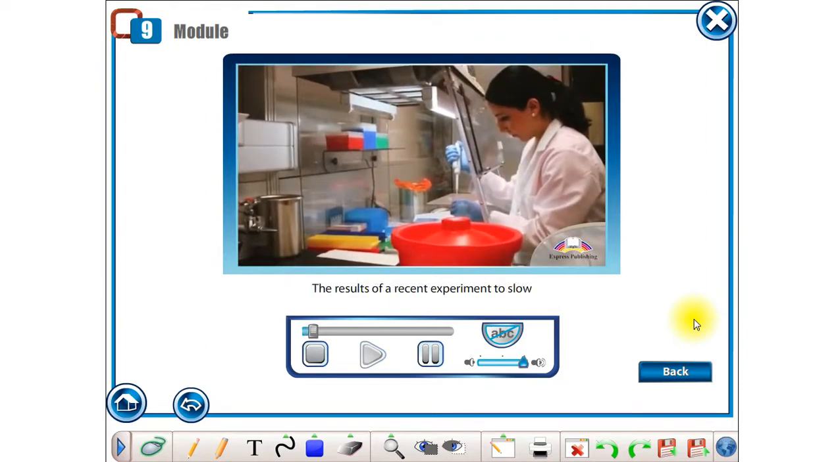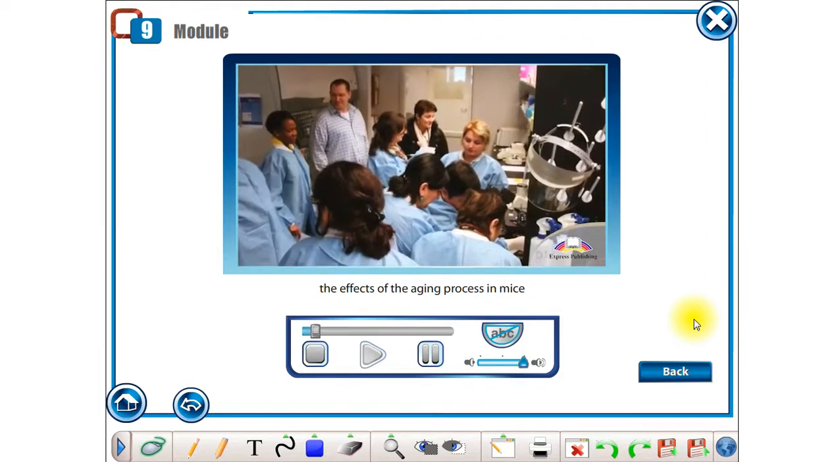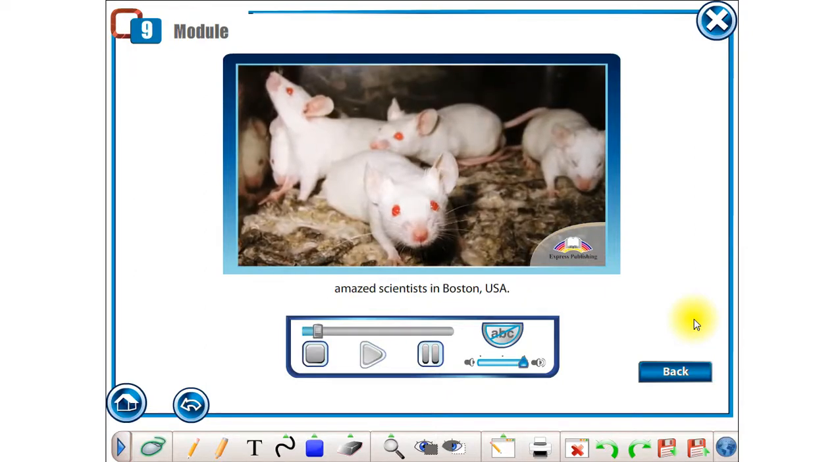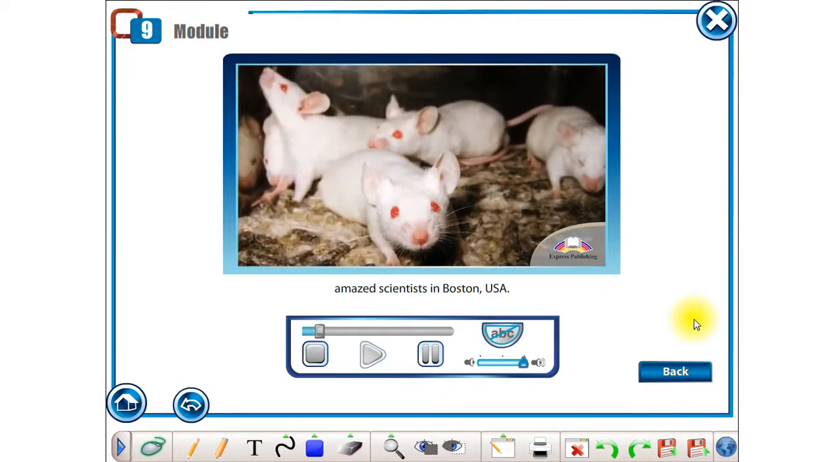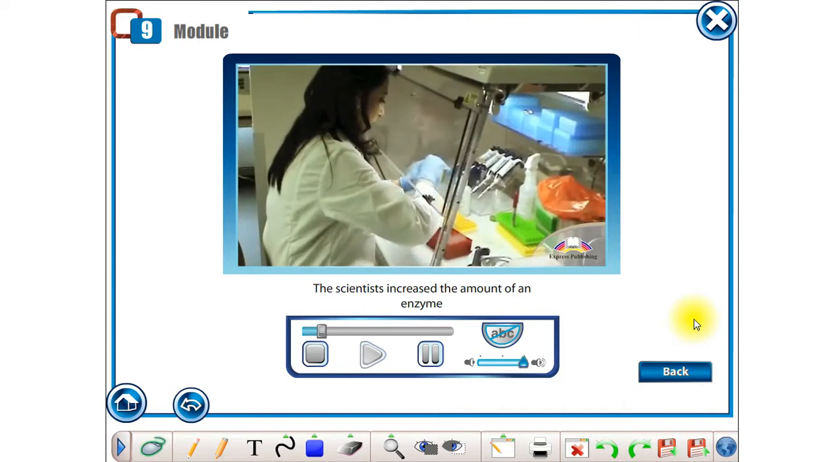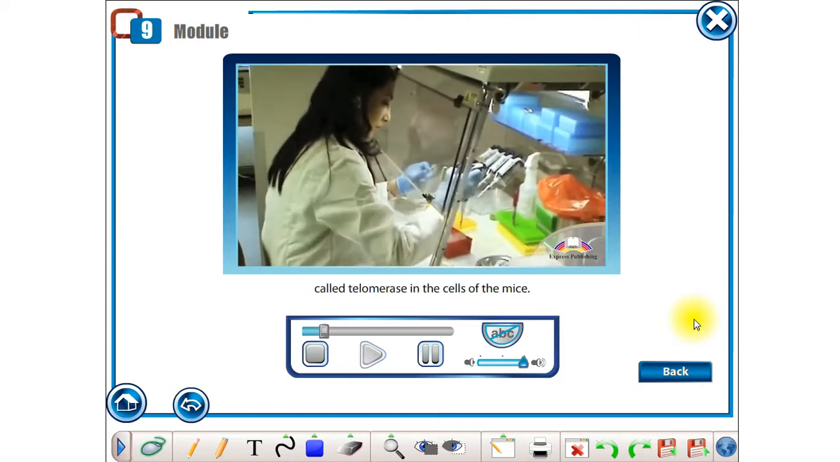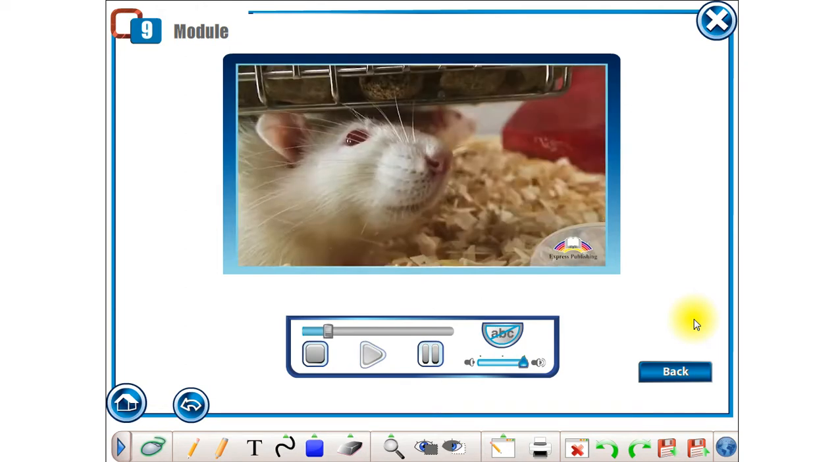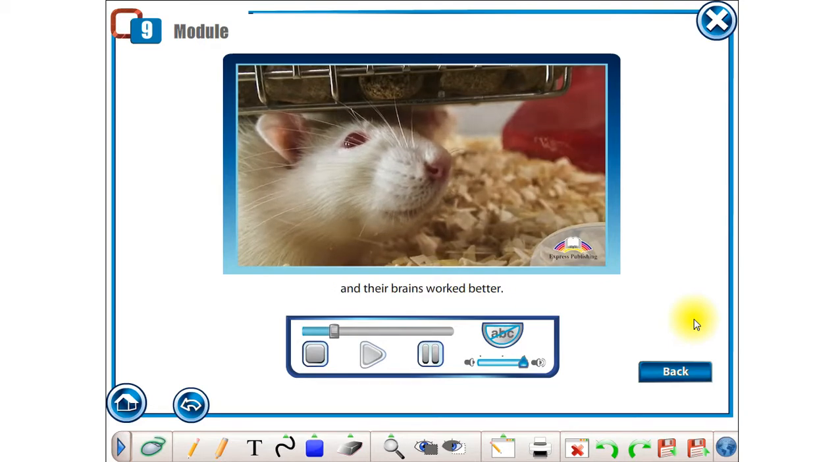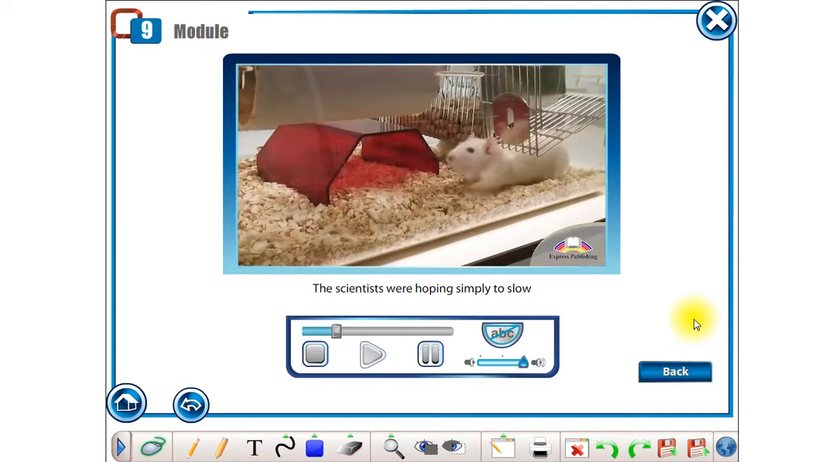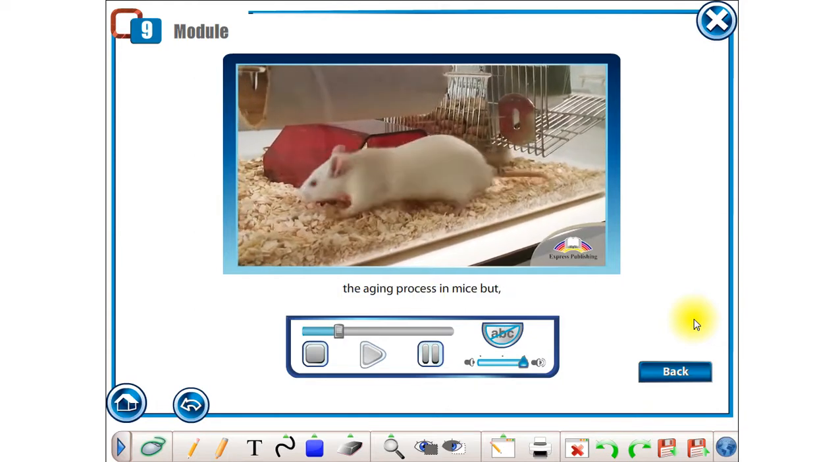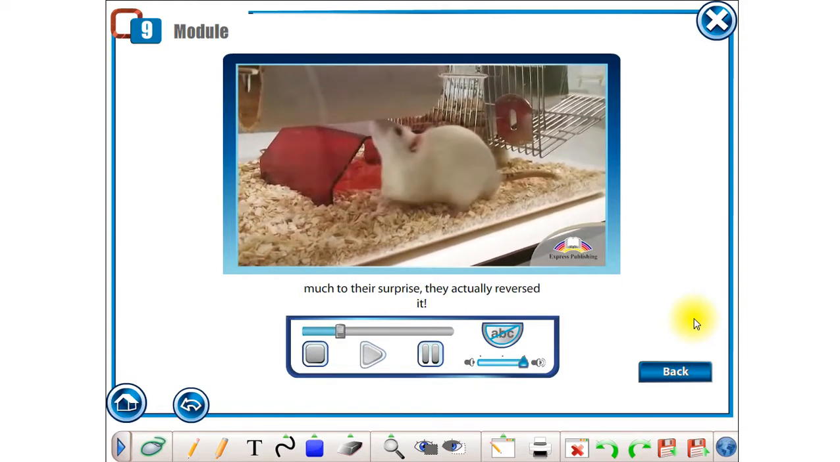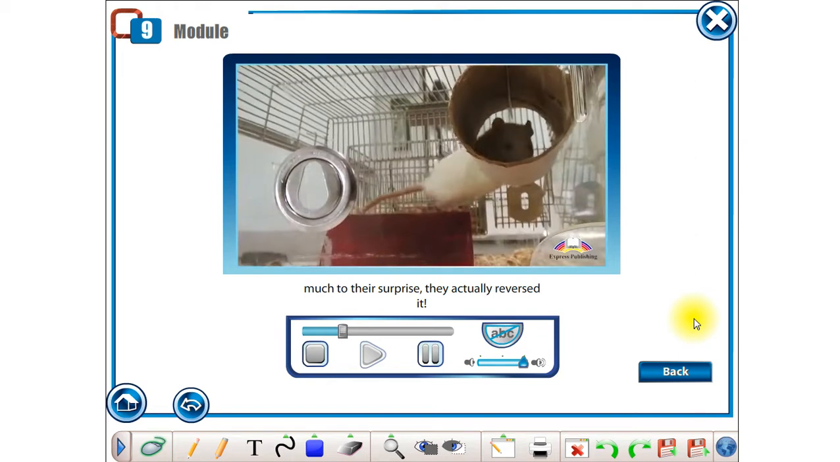The results of a recent experiment to slow the effects of the aging process in mice amazed scientists in Boston, USA. The scientists increased the amount of an enzyme called telomerase in the cells of the mice. The mice's fertility improved, their fur began to look healthier, and their brains worked better. The scientists were hoping simply to slow the aging process in mice, but, much to their surprise, they actually reversed it.